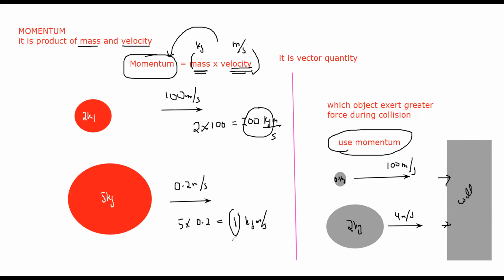You can identify from a quantity which we call momentum, a product of mass and velocity. So mass is 0.5 multiplied by velocity, which is 100. So 0.5 into 100 is equal to 50. So momentum of object A is 50. What about the momentum of object B? It's 2 multiplied by 4, which is equal to 8. So if the question is which object exerts greater force or has greater impact on the wall, object A will have a greater impact. Why? Because it has greater momentum.